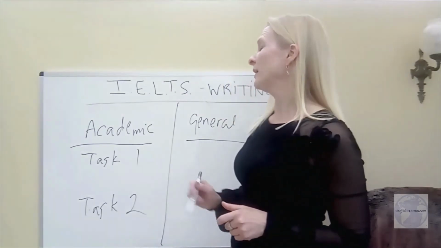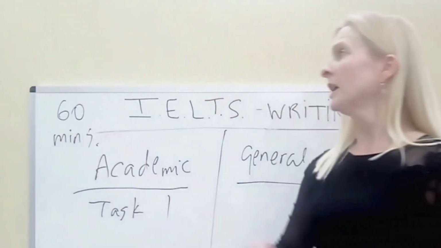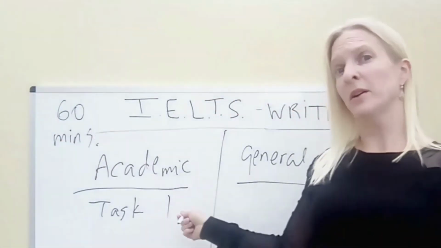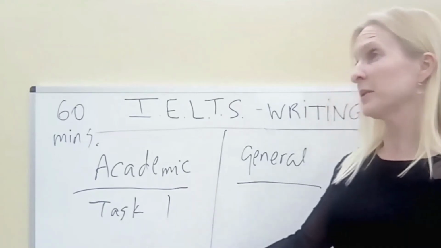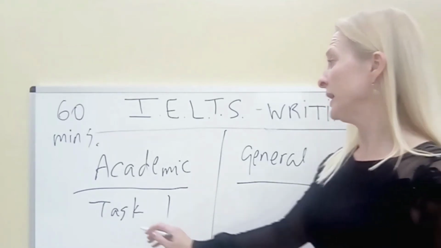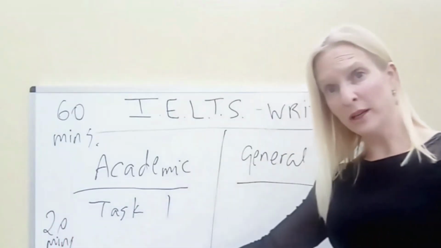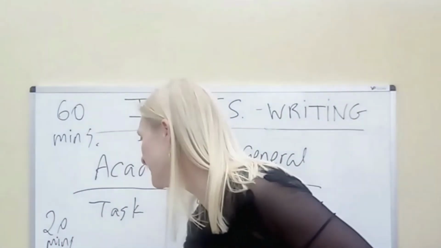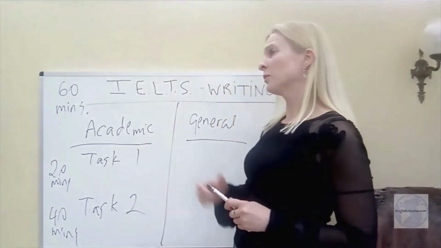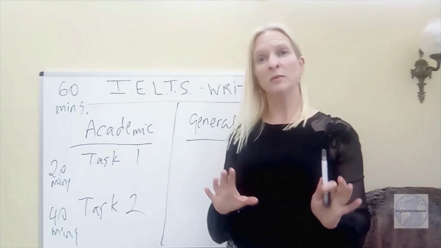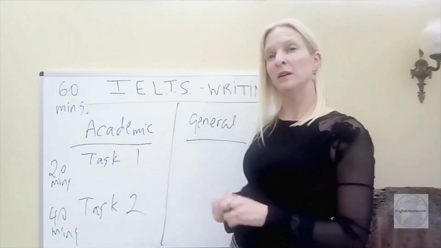So you have 60 minutes for the test. And what's interesting about IELTS is that the 2 tasks are not equal in terms of time. So you only have about 20 minutes for task 1, and you have 40 minutes for task 2. So it's important to remember that you need to be moving on quickly to task 2. You don't want to waste too much time on task 1.